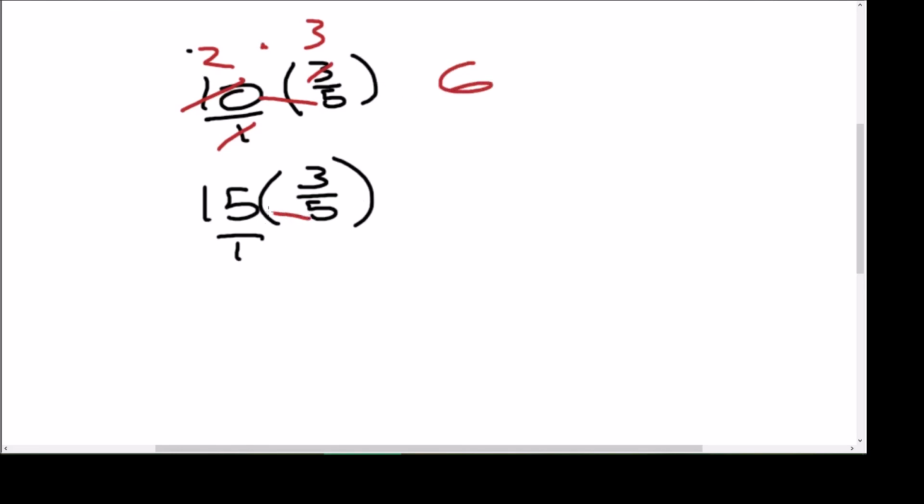Same here. 5 goes into 15 3 times. This doesn't change, so 3 times 3 is 9. Still gives me the same coordinate. These are both different ways to do it. I like this way, it's faster, even though I kind of paused there for a minute.